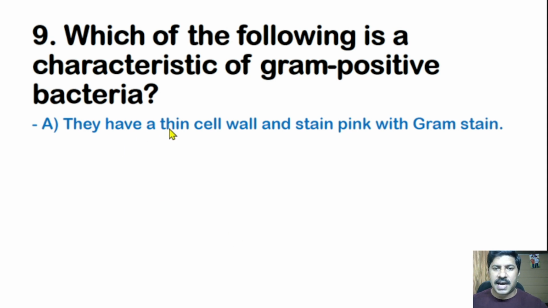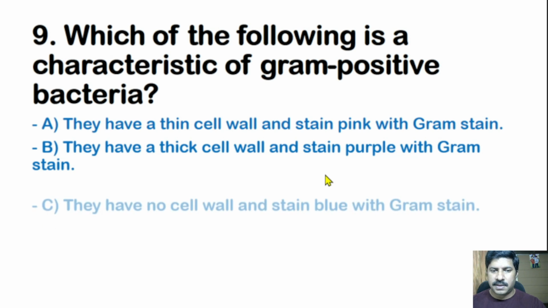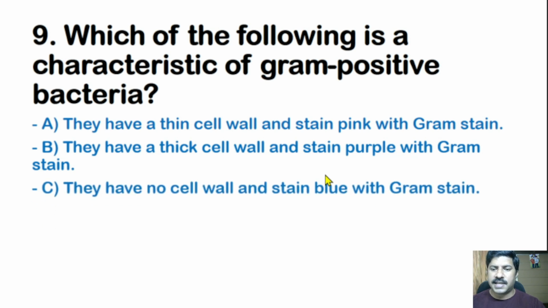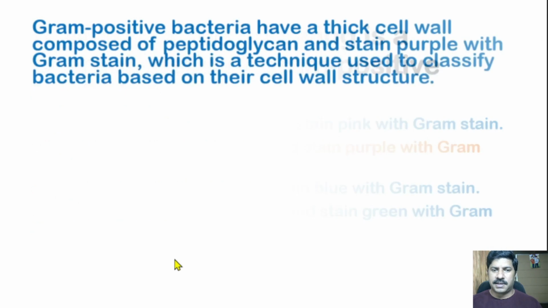Options are: they have a thin cell wall and stain pink with gram stain; they have a thick cell wall and stain purple with gram stain; third option, they have no cell wall and stain blue with gram stain; last option, they have a double cell wall and stain green with gram stain. The correct answer is gram-positive bacteria have a thick cell wall and stain purple with gram stain. That is the difference between gram-positive and gram-negative bacteria.